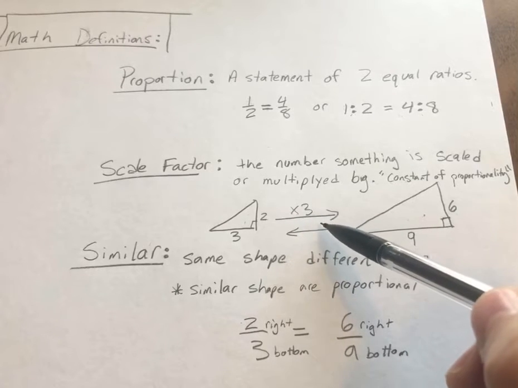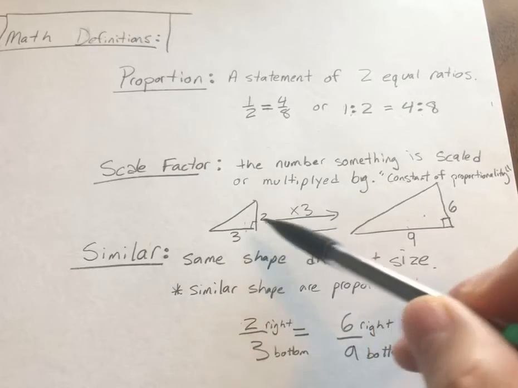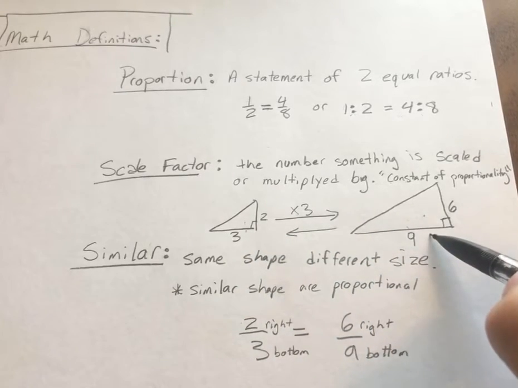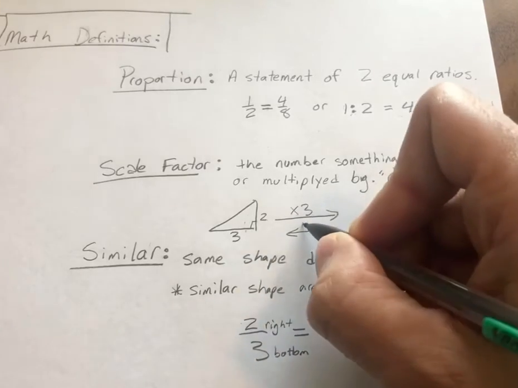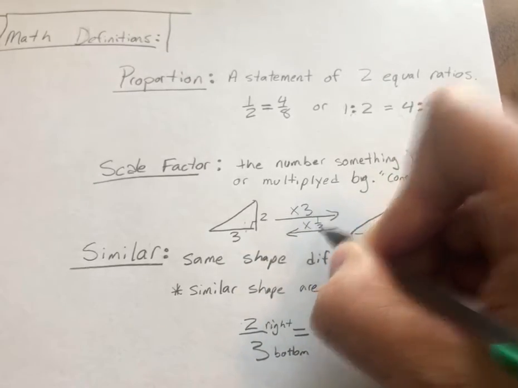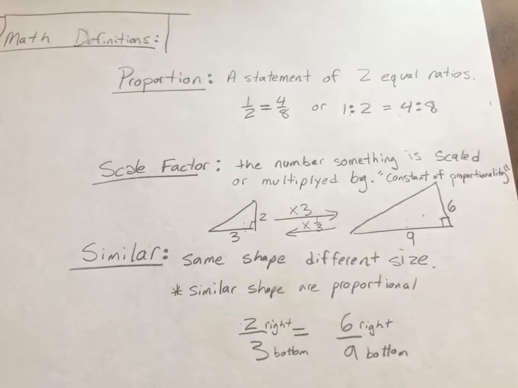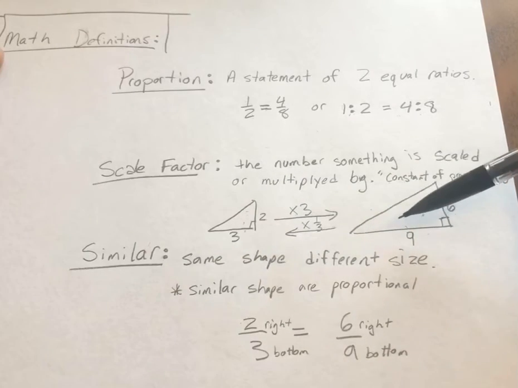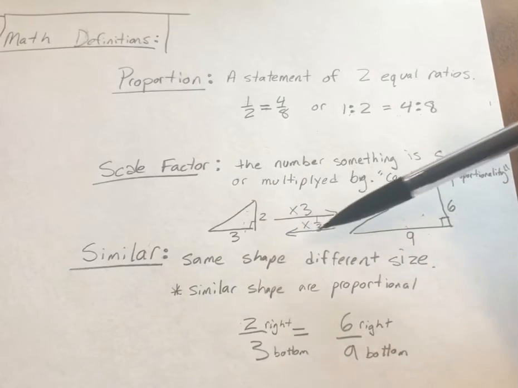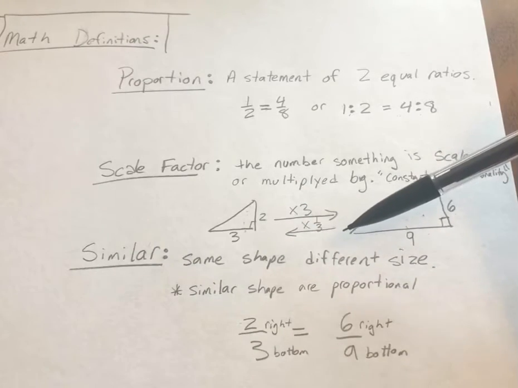Now there can be a scale factor the other way, from the big triangle to the small triangle. From the big triangle to the small triangle, a 9 turns into a 3, so it's times 1/3. So scale factor between similar shapes can go 2 ways, from the big shape to the small, or from the small to the big. So make sure you're paying attention to what they're asking for.